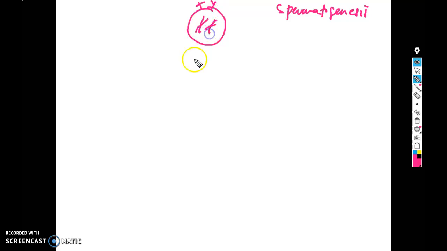So this is still under spermatogenesis. We have X and Y, two chromosomes, X and Y, and then non-disjunction occurs. Sorry, there is no non-disjunction during meiosis 1, so each cell will receive X and then Y.